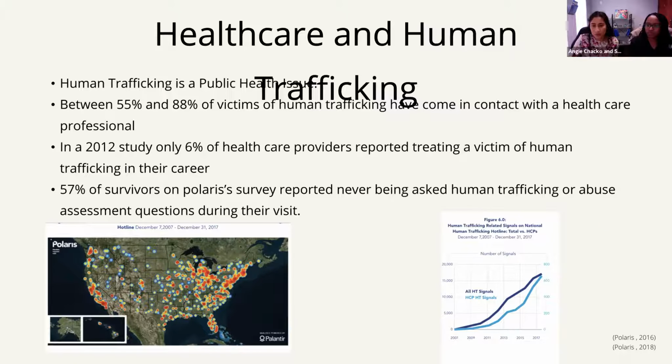And so you can see this graph here on the bottom right. The dark blue line is all the calls that were placed to the hotline for the year between 2007 to 2017. And then the light blue line on the bottom is healthcare provider calls to the hotline reporting human trafficking. But you can see how over time from 2007 to 2017, the lines have become closer together. Now that human trafficking is kind of being broadcasted a little bit more, there's more awareness, there's more education, there's a lot more help happening now.